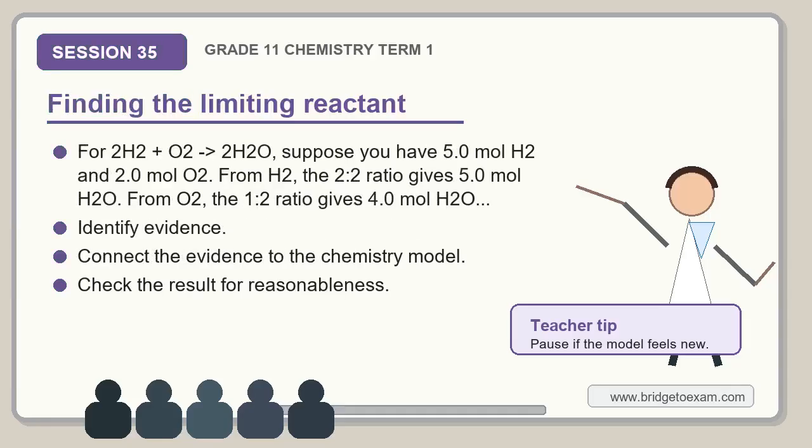Now let's work an example. Finding the limiting reactant. For 2H2 plus O2 gives 2H2O. Suppose you have 5.0 mol H2 and 2.0 mol O2. From H2, the 2:2 ratio gives 5.0 mol H2O. From O2, the 1:2 ratio gives 4.0 mol H2O. Oxygen makes less water, so O2 is limiting, and theoretical yield is 4.0 mol H2O. Notice how the answer comes from evidence and reasoning, not from guessing.